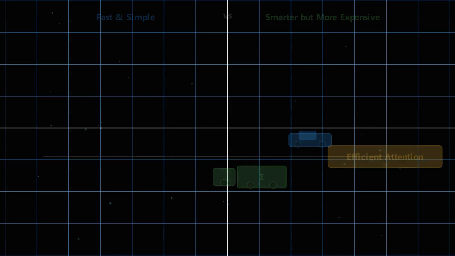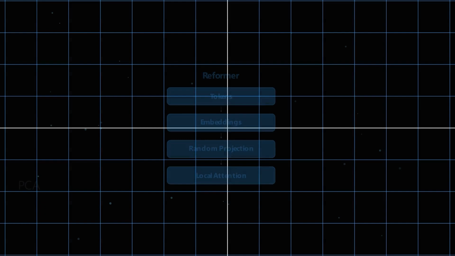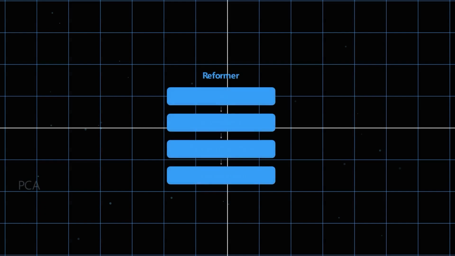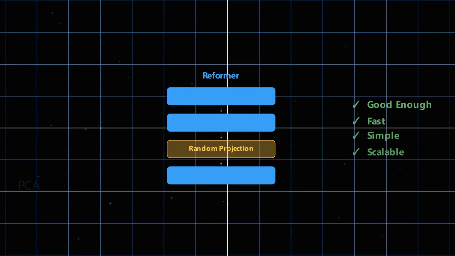This is exactly why Reformer chooses random projections. They are extremely fast, easy to implement, and surprisingly effective. Sometimes, an approximation that is fast enough wins over a mathematically elegant solution that is too expensive to maintain during training.